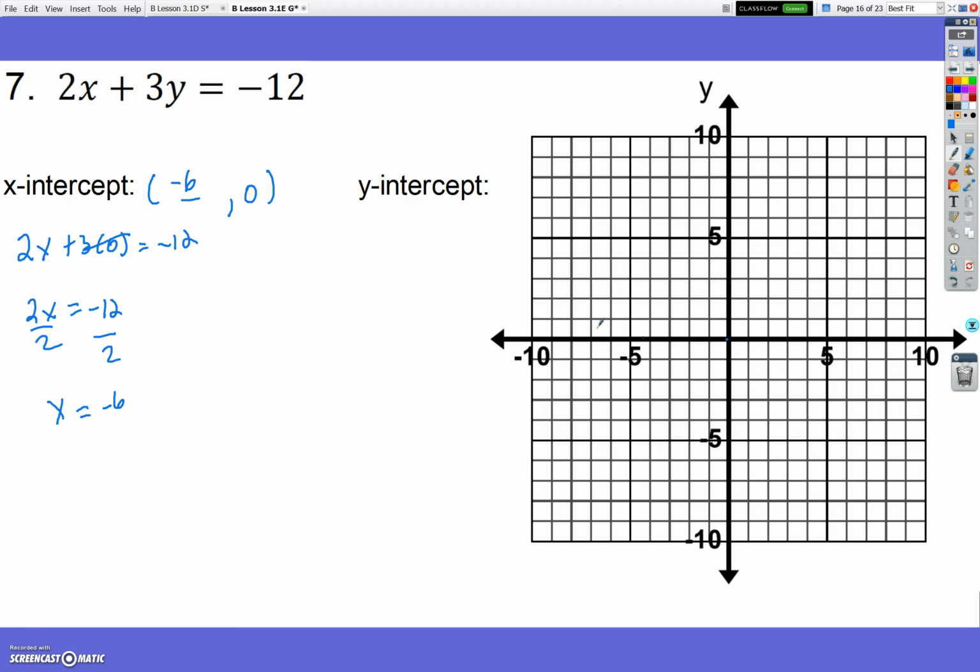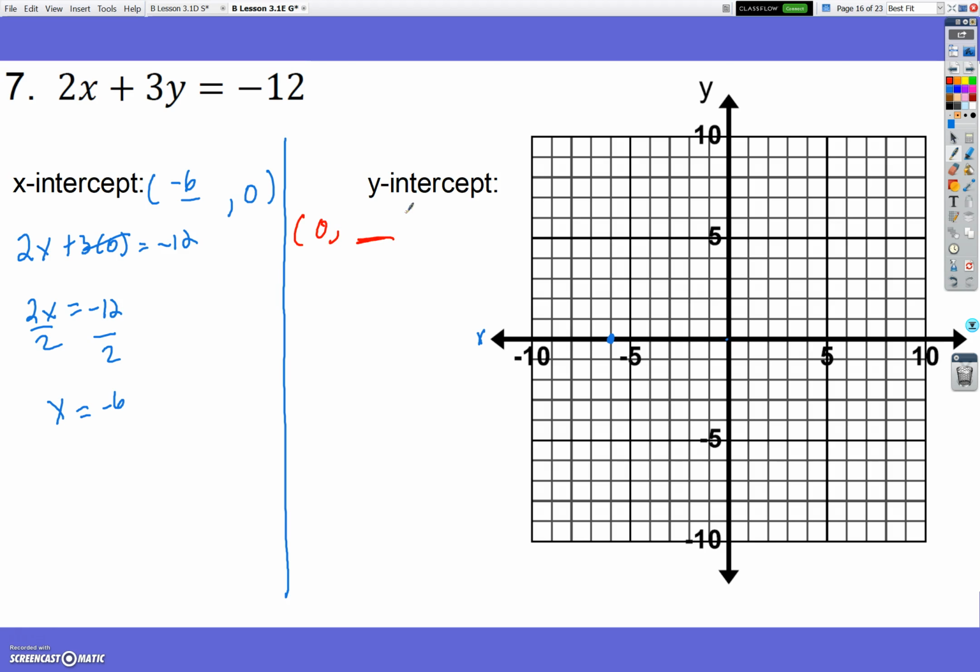So I can go ahead and graph that. Remember, this is my x-axis, and I would just go over to negative 6, and I would plot a point right here. So I already got halfway done. Now I'm going to solve the same equation again, but for a y-intercept, instead of plugging in 0 for y, I'm going to plug in 0 for x. So I'm going to be looking for that number.